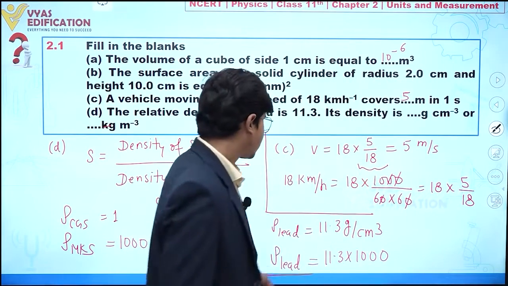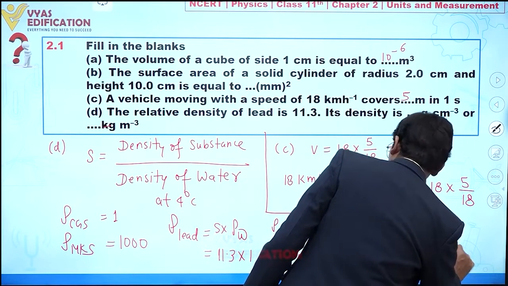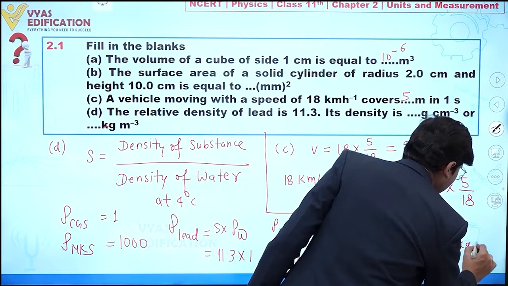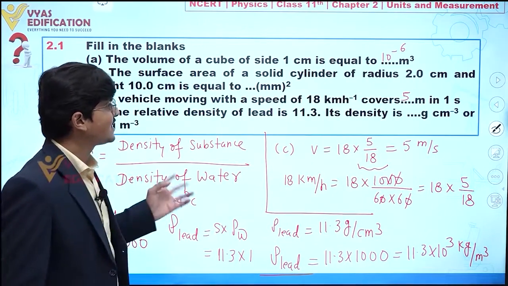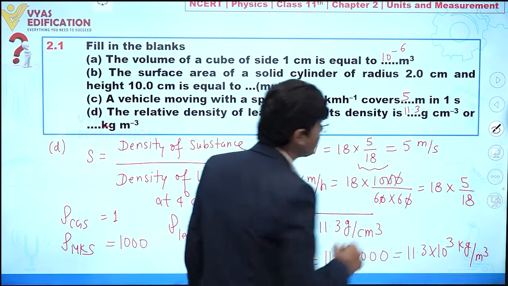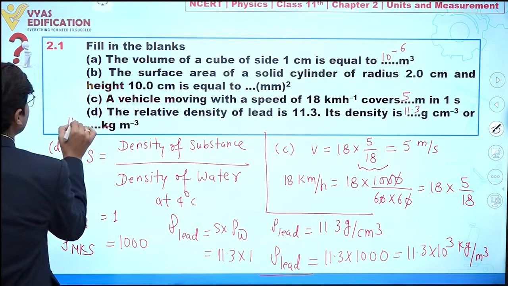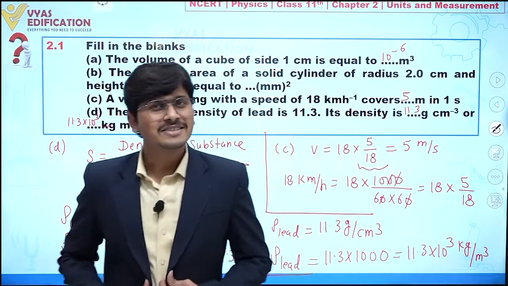So now this is equal to 11.3 into 10 to the power 3, and this is kilogram per meter cube. Clear to everyone? So you can write like this: this is 11.3, and here we are having 11.3 into 10 to the power 3. So this is all about this question.